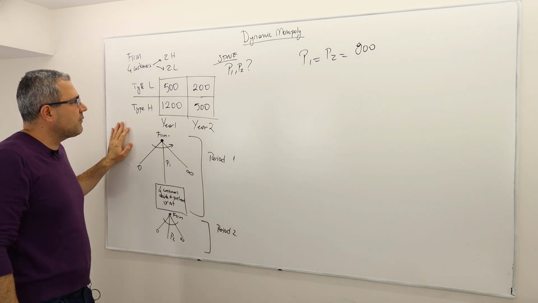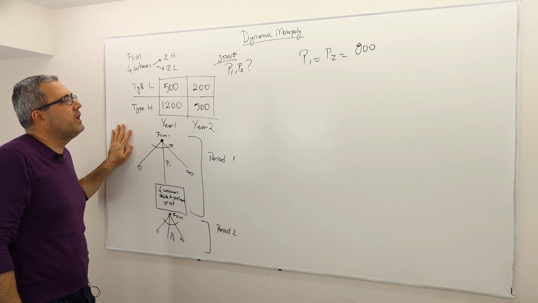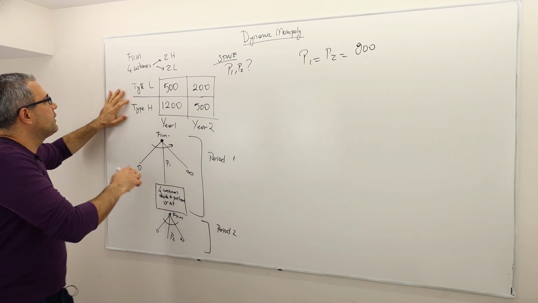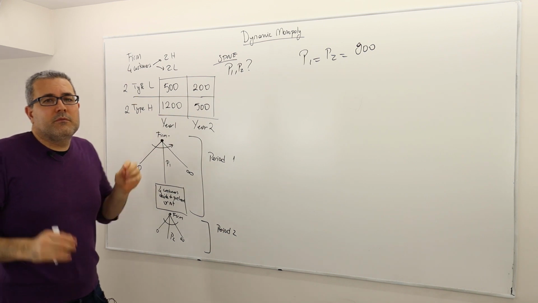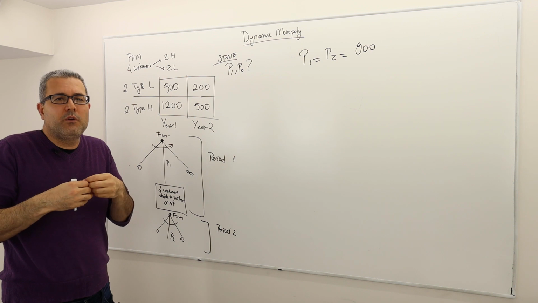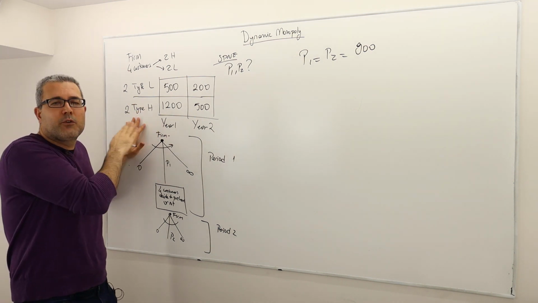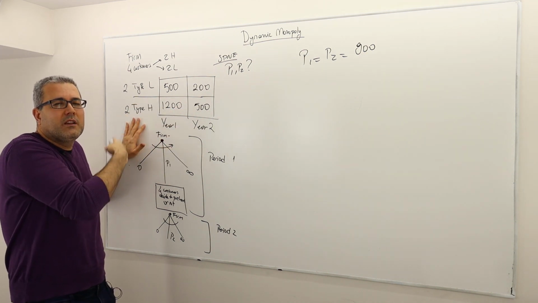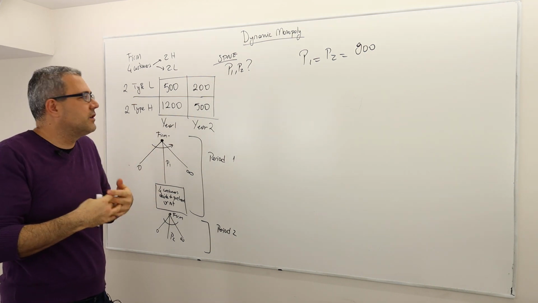So what does that mean? If P1 and P2 are 900, what are these customers going to do? Remember, there are two type L and two type H. Both H types and both L types are going to behave exactly the same way, because the price is the same for everyone. If one H type buys this good, the other should also buy it. It should be optimal for him to buy this good as well.